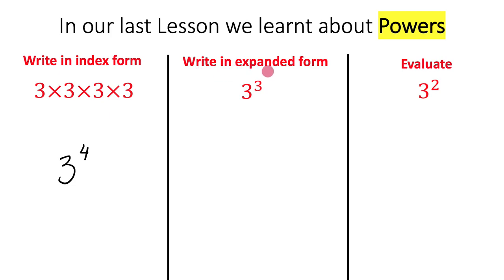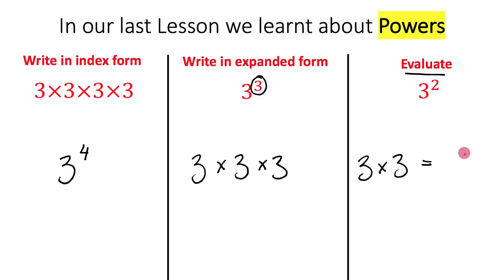Next, I need to write in expanded form 3 raised to the power of 3. That's going to be 3 times 3 times 3. There's 3 of them because it's raised to the power of 3. Next, I need to evaluate 3 raised to the power of 2. Evaluate just means give your final answer in a basic numeral, meaning just answer it. So 3 raised to the power of 2 is 3 times 3, which is 9. So your answer should be 9. Hopefully you did well with those 3 questions.